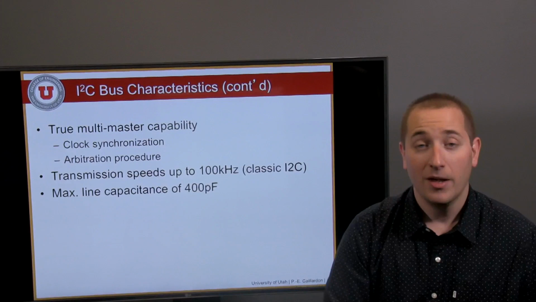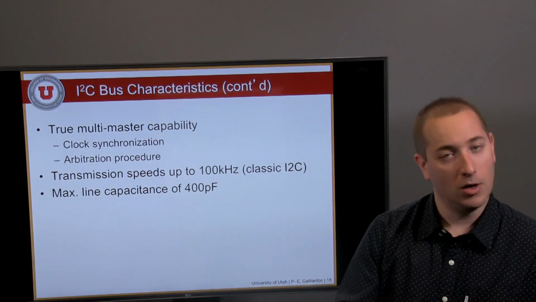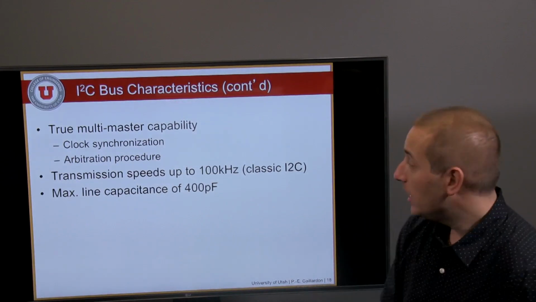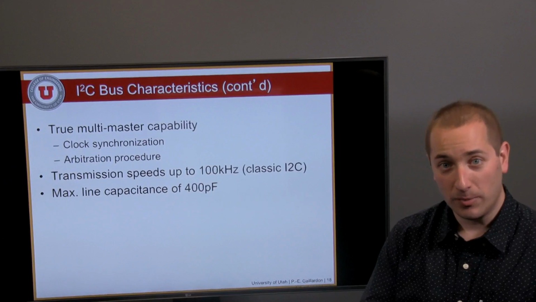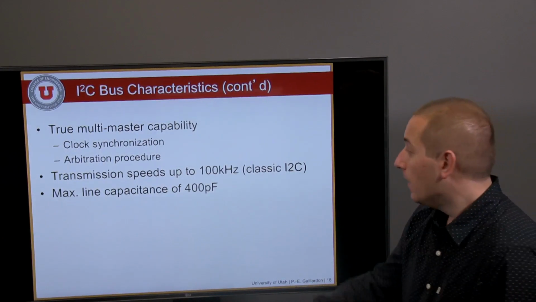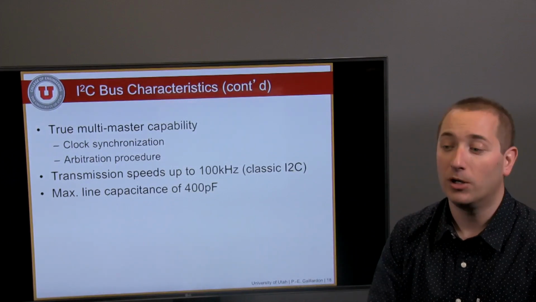In addition to that, the I2C has a true multi-master capability. What does that mean? It means that any device with the master capability, obviously, will be able to initiate a transfer on the line. And in order to do that, you need additional mechanisms such as clock synchronization and arbitration procedures.